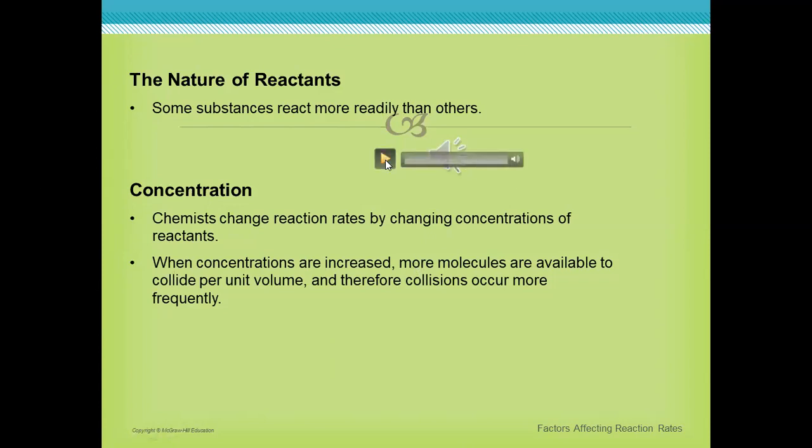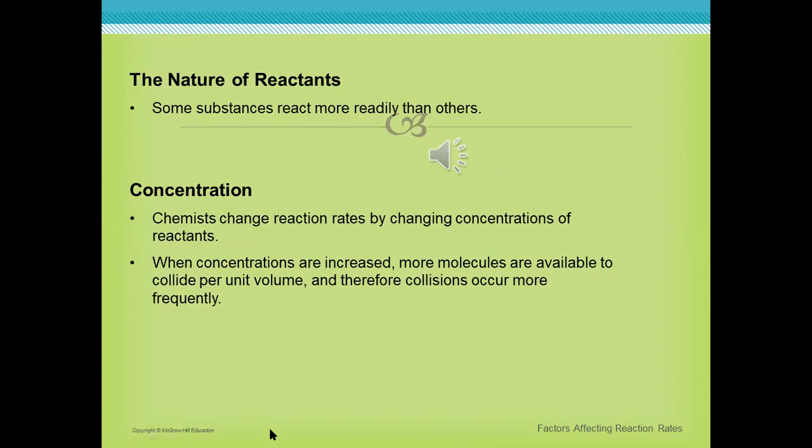Listen please. The nature of reactants: some substances react more readily than others. Concentration: chemists change reaction rates by changing concentrations of reactants. When concentrations are increased, more molecules are available to collide per unit volume, and therefore collisions occur more frequently. Do you understand, Khalid?